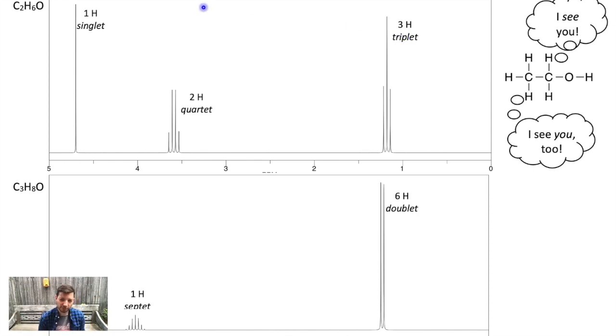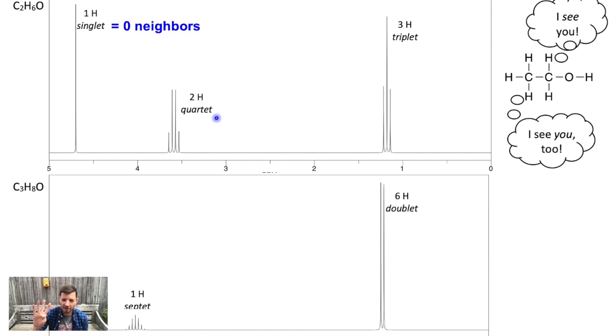And lastly, the splitting shows us how many neighboring hydrogens we have. So off to the left, that singlet, that means I have 0 neighboring hydrogens. The 1H means I'm worth 1, but it means there's no one on an adjacent carbon next to me. Now, the next one, the quartet, that means I have 3 neighbors. Remember, it's always n plus 1. How many neighbors plus 1 gives the splitting pattern.